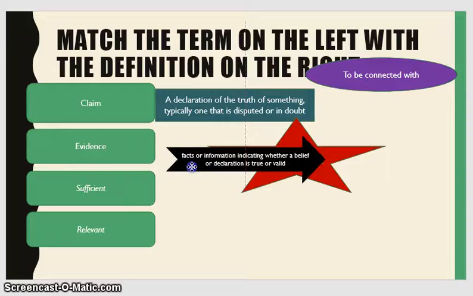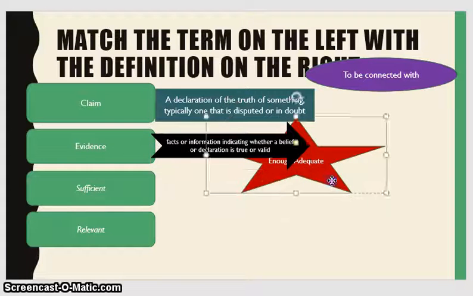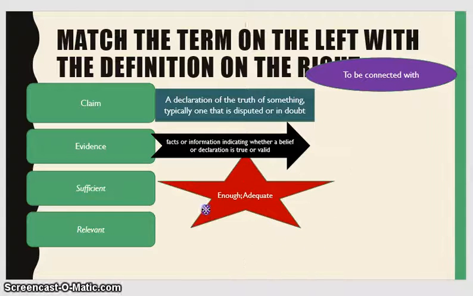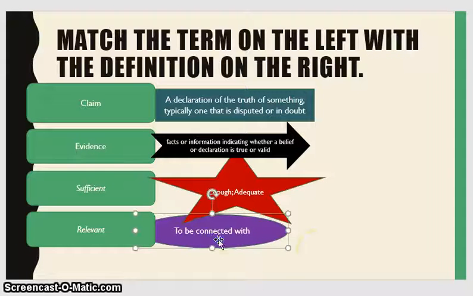Evidence is facts or information indicating whether a belief or declaration is true or valid. So I need evidence to support my claim. Sufficient means to be adequate or enough. So I need sufficient evidence to argue my point. And then relevant means to be connected with. So I need relevant information to make my point clear and to not detract my readers from my actual point.